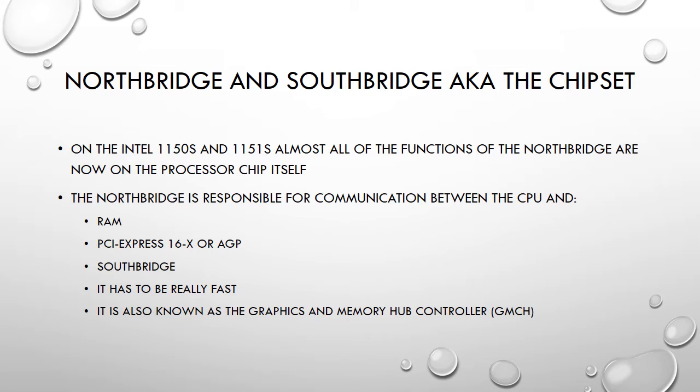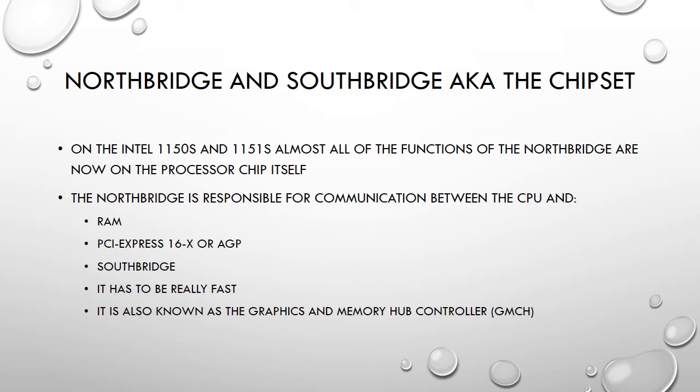The purpose of the Northbridge is that it is responsible for communication between the CPU and RAM, PCI Express 16X or AGP if there are video cards in them, and the Southbridge, and it has to be really fast. It is also known as the Graphics and Memory Hub Controller, or the GMCH. What it does is take care of handling the communication of all those devices to the processor. So it says, okay, here's some stuff from the RAM, here's some stuff from the video cards, here's stuff from the Southbridge. And it makes sure that all that is handled smoothly.